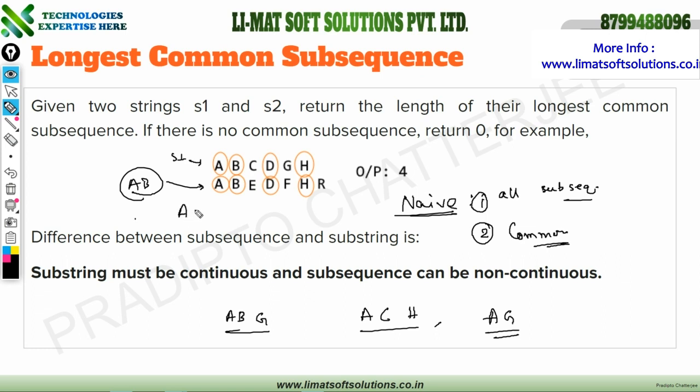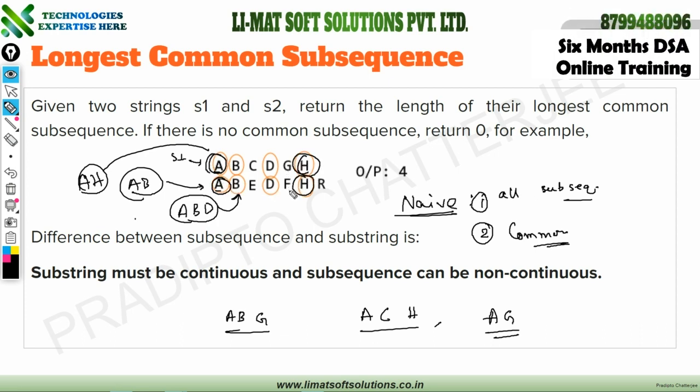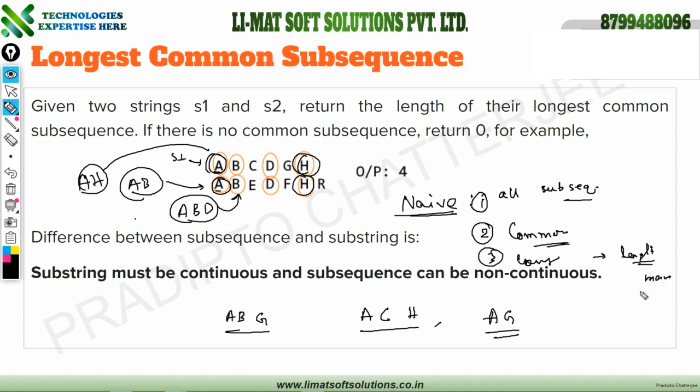Also there can be another common subsequence like A, B and D. This is also a subsequence which is present right here and right here in both the strings. There can be only A, H. This can also be a subsequence which is present right here. You can see A and H. This is also a common subsequence which is present in both the strings. So among all the common subsequences, step number 3 is you have to find the longest, that is, the one whose length is maximum. This is what you have to do. So these are the steps.